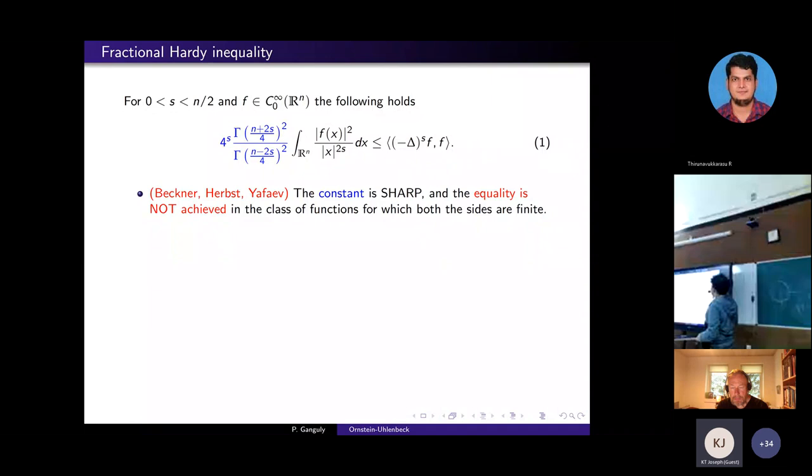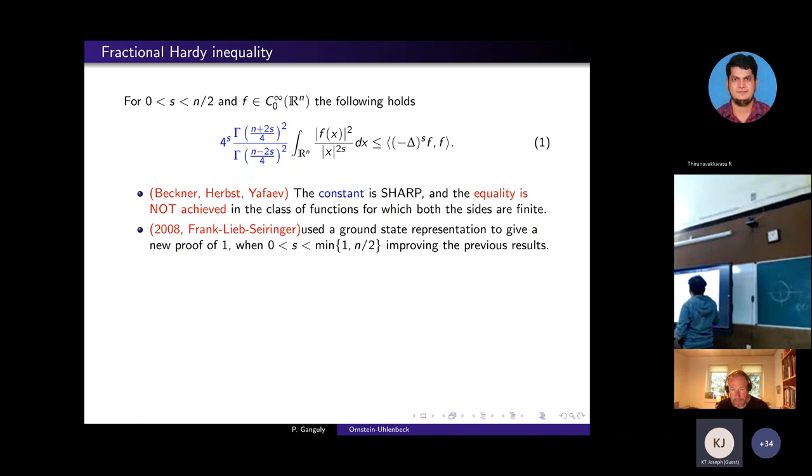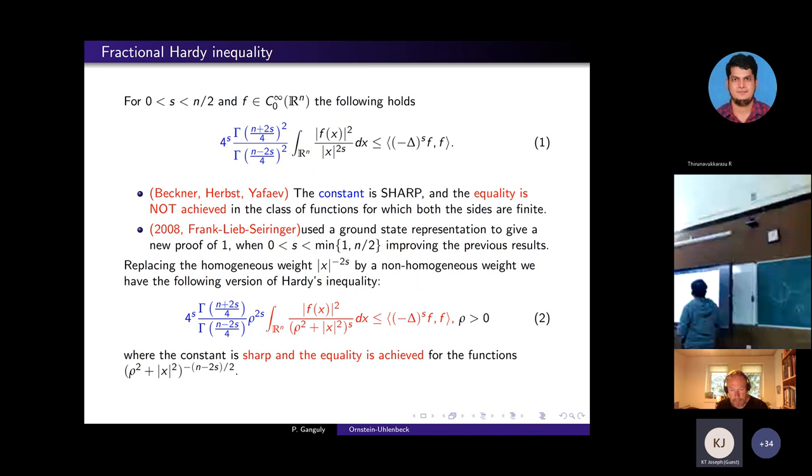Recently in 2008, Frank and his collaborator used a ground state representation of this fractional power of the Laplacian to give a better proof, better in the sense that they gave a better bound on the error term. And also, if we replace this homogeneous weight by a non-homogeneous weight, we have another Hardy type inequality, which reads as this.